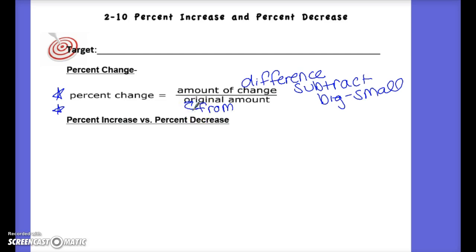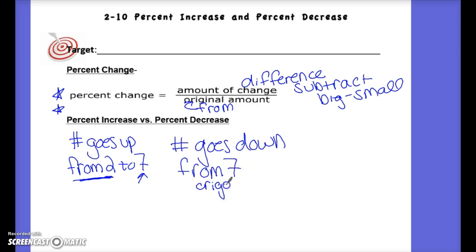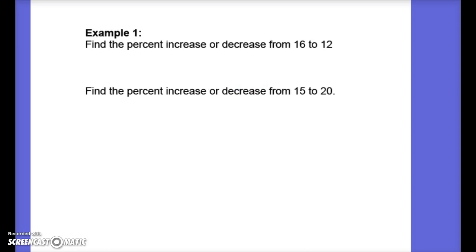Percent increase versus percent decrease. Percent increase would mean that your number goes up. So from 2 to 7. Notice from 2, that's your original, and it went up to 7. Percent decrease, the number goes down. So we would flip-flop it from 7, because it's your original, to 2, you went down. So let's go ahead and let's find some.